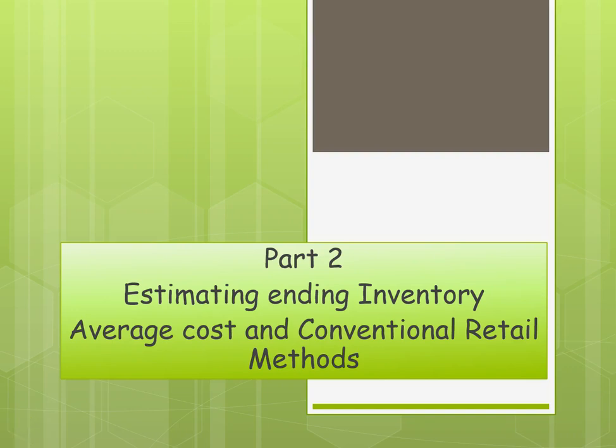Chapter 9, Part 2, Estimating Ending Inventory Using Average Cost and Conventional Retail Methods. These would be done by clothing stores like Nordstrom, or any store like Nordstrom Rack or Macy's. They would use these methods.